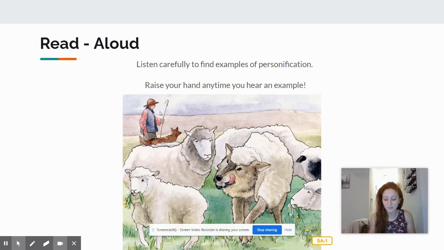So the moral of this story is that things are not always as they seem, right? The shepherd thought that they were all sheep because the wolf was dressed up like a sheep, right? But it wasn't the way that the shepherd thought, because they weren't all sheep. One of them was a wolf. And so that's one part of the moral.